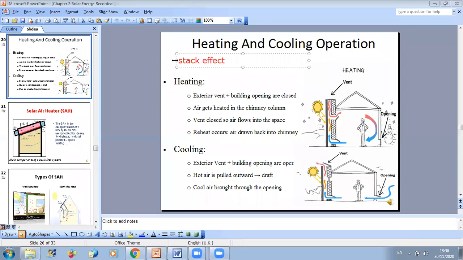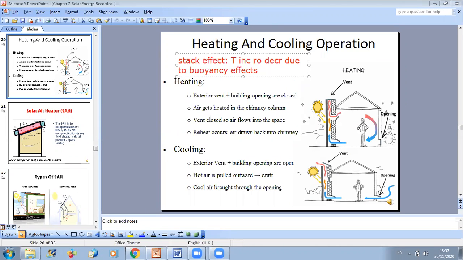So what we have first is a temperature increase. When T increases, rho, which is the density, will decrease. And due to decreased density, due to the buoyancy effect, air will move upward.